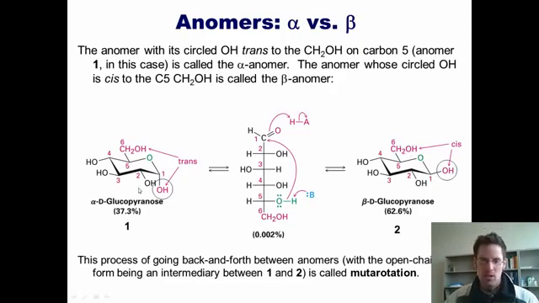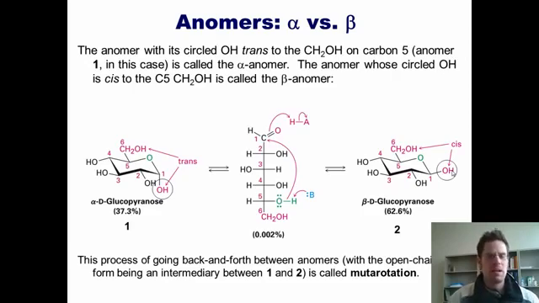Now, as it turns out, we have a name for this. If you have an anomer where the anomeric OH is trans to the CH2OH in the pyranose form, it is called an alpha anomer. If you have the anomer where the CH2OH and the OH are cis to each other, they are called beta anomers.